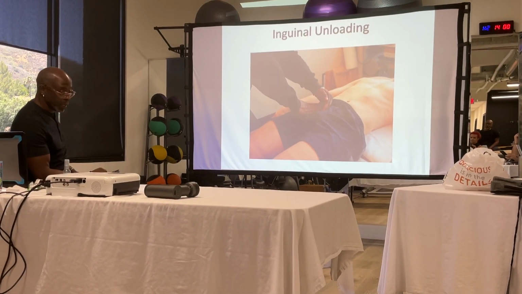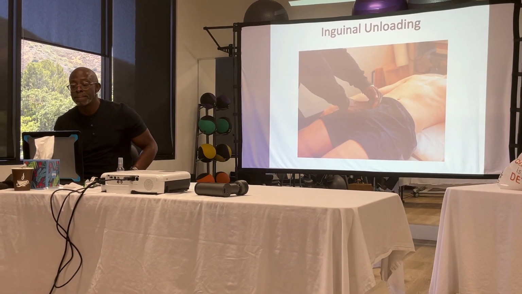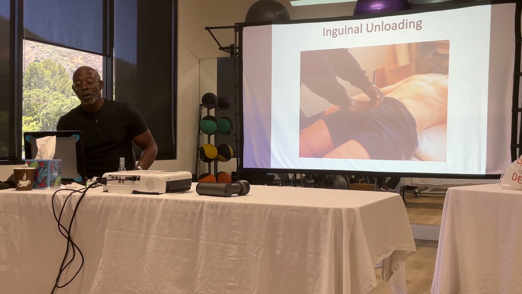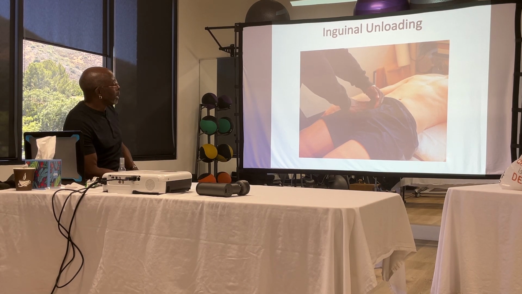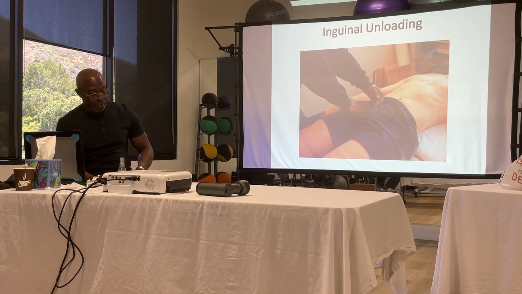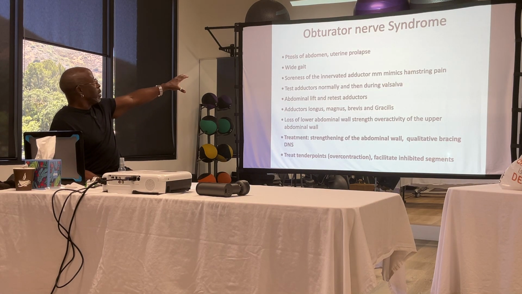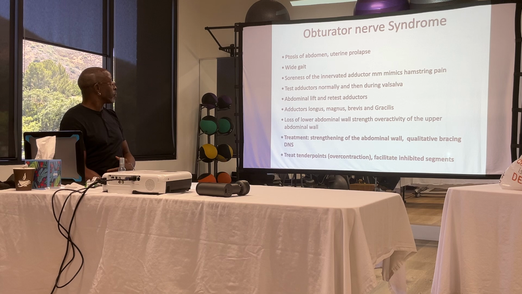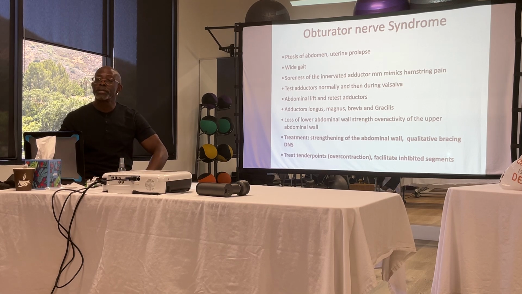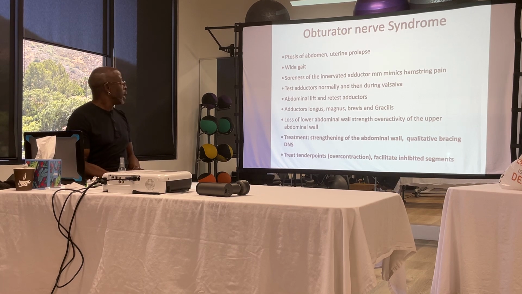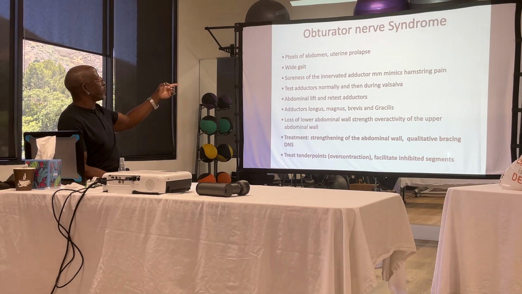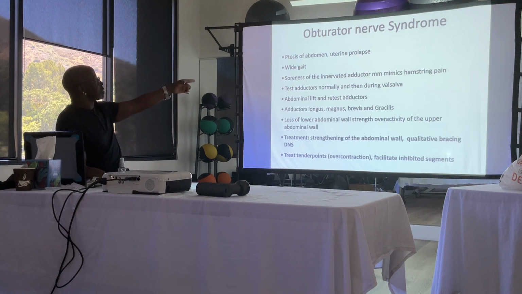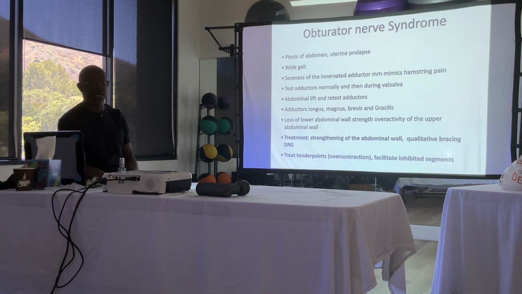When you have the obturator nerve, it can be impinged by prolapse or ptosis of the abdomen or uterine prolapse. These people lose strength in the adductors because the obturator is obstructed, and soreness of the adductors can mimic hamstring pain.